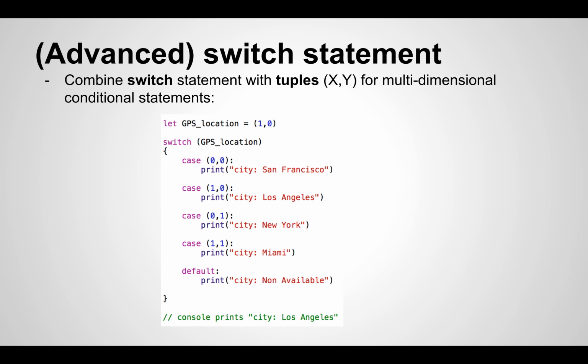We have 5 different cases. First of all, we have the default case. We say the city is not available. So if it does not fit any of these cases, we're just going to print city not available. However, we have the case 0,0, which prints San Francisco, then 1,0 prints Los Angeles, 0,1 prints New York, and the case 1,1 prints Miami. So as you can see, we can switch on all the values within the GPS location. Okay, isn't that cool? You can mix tuples and switch.